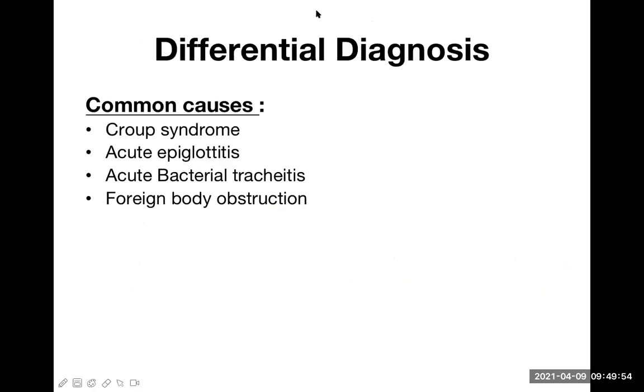Now, what are the causes of Stridor? We also can call it differential diagnosis. Common causes are Croup syndrome, acute laryngotracheobronchitis, acute epiglottitis, acute bacterial tracheitis, and foreign body obstruction. These are the common causes of Stridor in clinical practice. Among them, the top two are the most common: Croup syndrome and acute epiglottitis. Now, apart from them, what else?